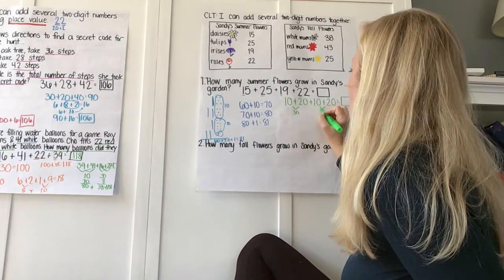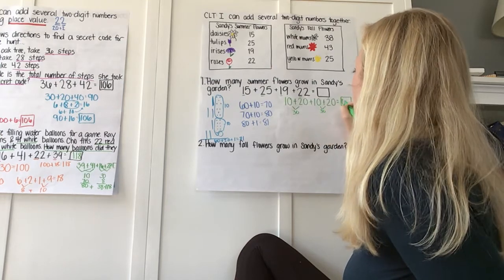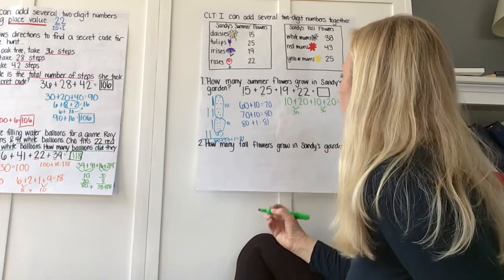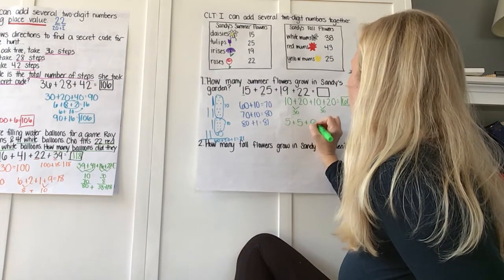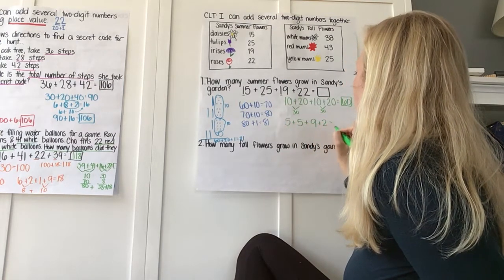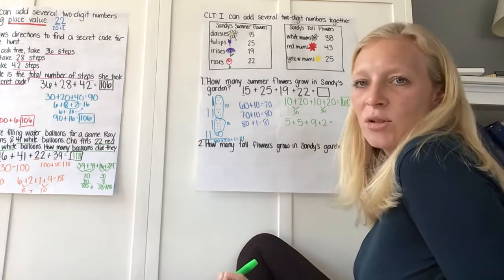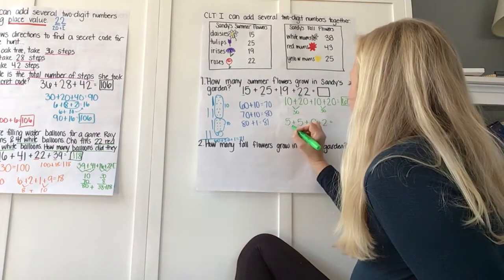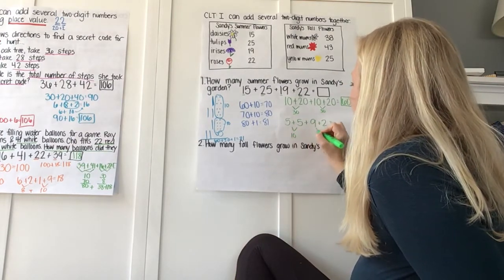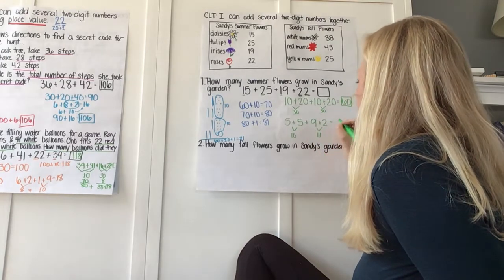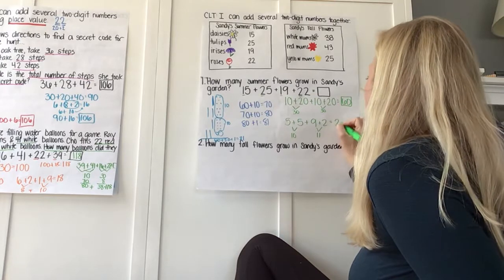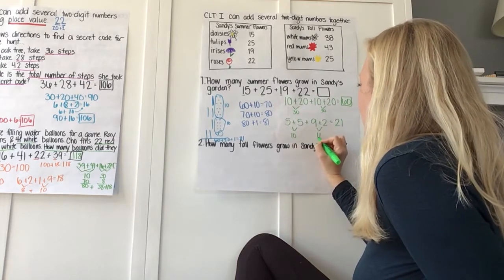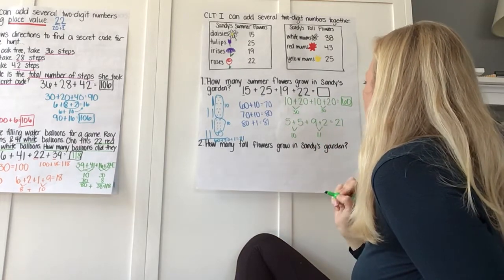30 and 30, which equals 60. Okay, and then what did you do? 9 plus 2. Okay, and what did you do next? 10, 11, and what does that equal? 21. So 10 and 10, and then 1 more is 21.